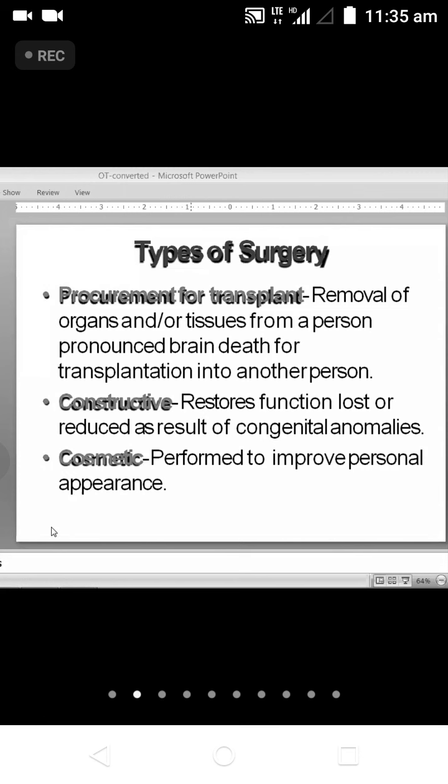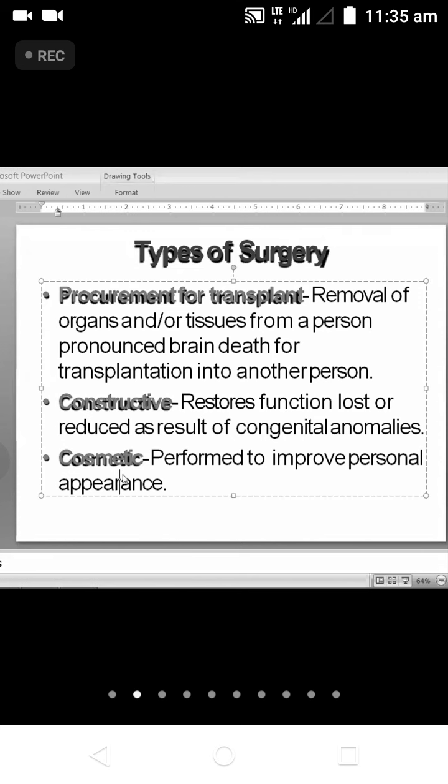Any idea what cosmetic surgery is? Plastic surgery, facial surgery, lip surgery, like physical appearance modification, to enhance the physical appearance, to enhance their beauty. Usually you can see these types of surgeries performed by actors and actresses, those who are in the film industry. So they will be doing this cosmetic surgery.